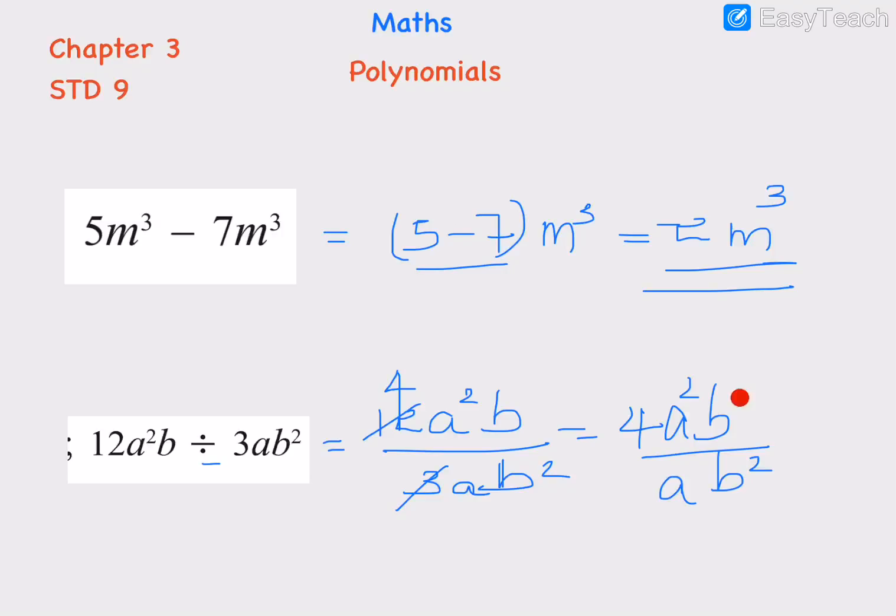Now what is common in these two terms? A square and a. So a is common in both the terms, so we can cancel it. One a will be cancelled and one a will remain. Then b square by b: again one b will be cancelled, and the b in the numerator will also be cancelled. So the remaining is 4a divided by b. So the answer of 12a square b divided by 3ab square is 4a by b.